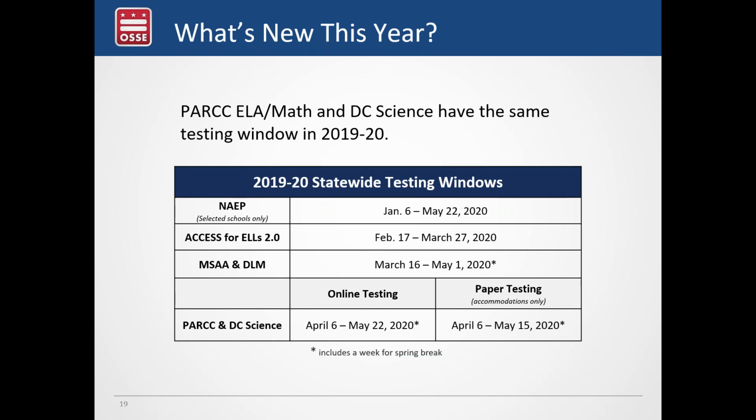The biggest thing for this year is that ELA, Math and DC Science all have the same testing window for 2019-2020. It is April 6th through May 22nd for online testing, and then paper testing ends May 15th. And there is a week in there for spring break. I believe it's the second week of the testing window that spring break will go on. And then we've also provided the NAEP, the Access for ELL 2.0, the MSAA and DLM testing windows as well.